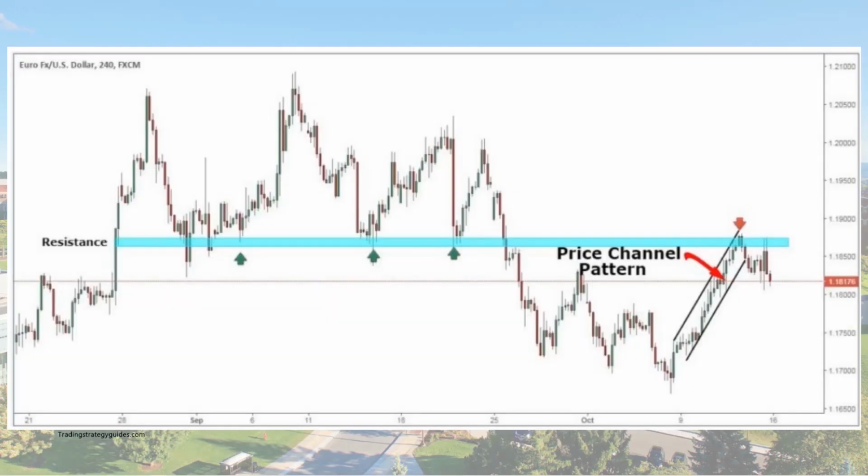For example, the price channel pattern highlighted here worked out because we had confluence with the higher time frame resistance level. The Euro USD was simply trading in an upward channel but heading right into a resistance level.